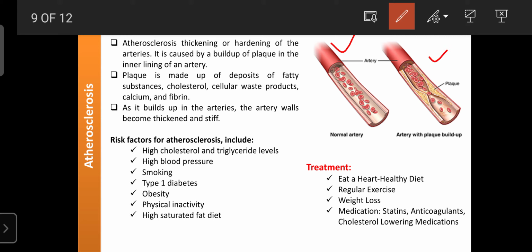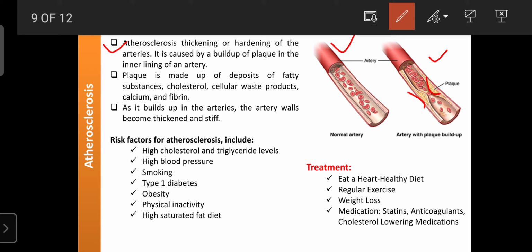Here the lipids are deposited. Due to that, the diameter of the blood vessel decreases because of the deposition of excess lipids in the layer of the blood vessel or artery. That condition is known as atherosclerosis. Atherosclerosis is nothing but thickening or hardening of the arteries. It is caused by the buildup of plaque in the inner lining of an artery. That's why it is also known as arteriosclerosis.